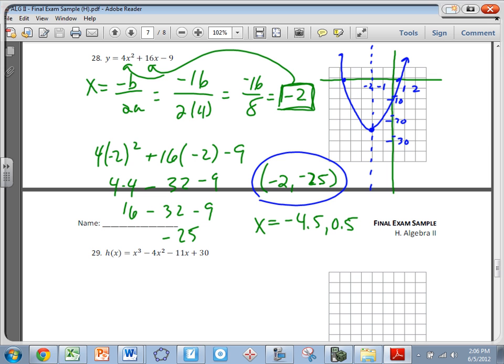Why does it open upward? It opens upward because A is positive. Why are there 2 roots and they're on the axis? Because the discriminant is positive here. Okay? So we have a reflection about the line also, x equals negative 2, which is our axis of symmetry.